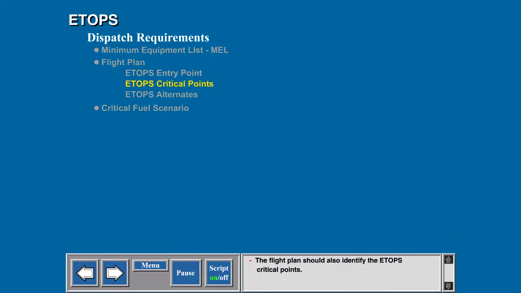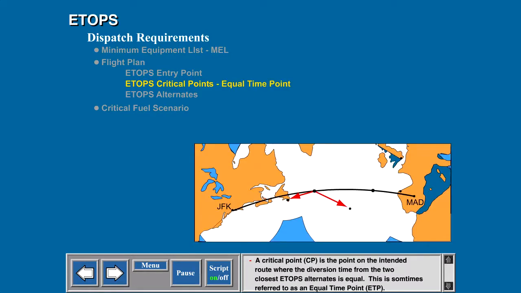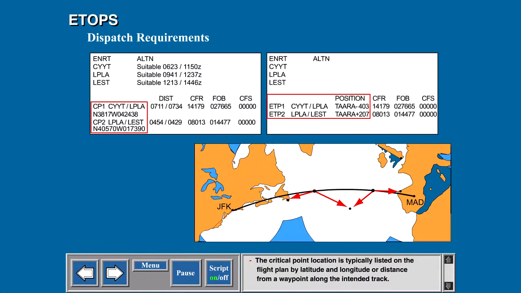The flight plan should also identify the ETOPS critical points. A critical point, CP, is the point on the intended route where the diversion time from the two closest ETOPS alternates is equal. This is sometimes referred to as an equal time point, ETP. The critical point location is typically listed on the flight plan by latitude and longitude or distance from a waypoint along the intended track. These critical points can be entered into the FMC as additional waypoints to assist in position monitoring.